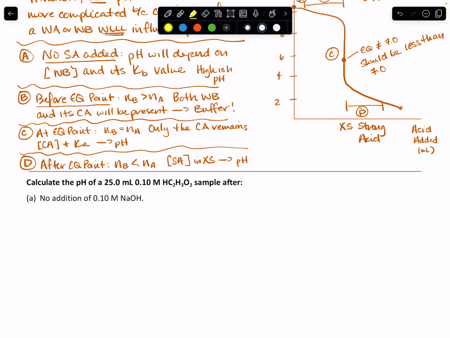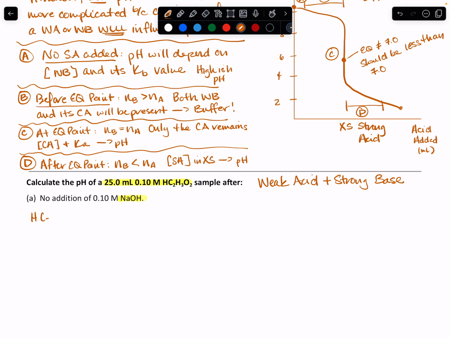All right, calculate the pH of a 25 milliliter, 0.1 molar acetic acid sample after. So we're going to be starting here with a weak acid, and we're going to add in a strong base. All right, so this is going to be weak acid plus strong base. All right, so our phases are going to be the same, but we're going to have different components present. All right, so the only thing present is acetic acid.